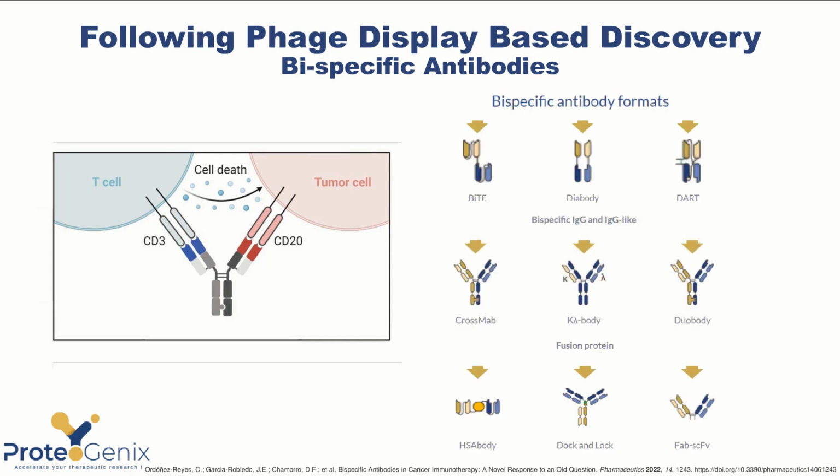There is a plethora of different bispecific antibody formats to choose from, with bispecific fragments such as BiTE, DiBody, and DART, full-length bispecific IgGs such as CrossMab, kappa lambda bodies and DuoBodies, and fusion protein constructs such as Fab-scFv or the trivalent Dock and Lock. It can be a bit overwhelming and confusing when confronted with this amount of choice.